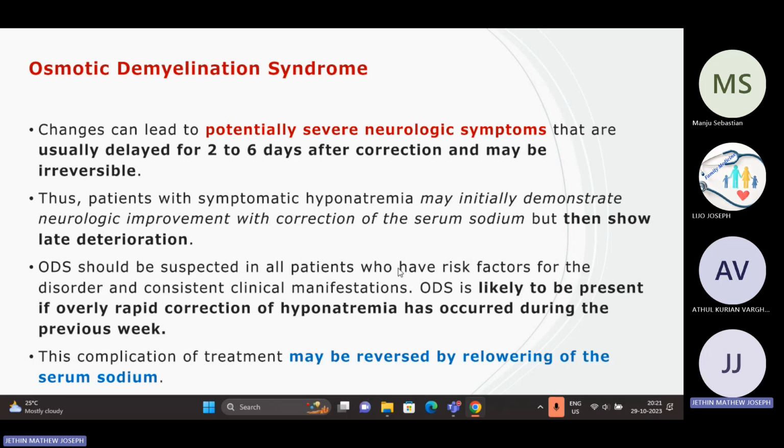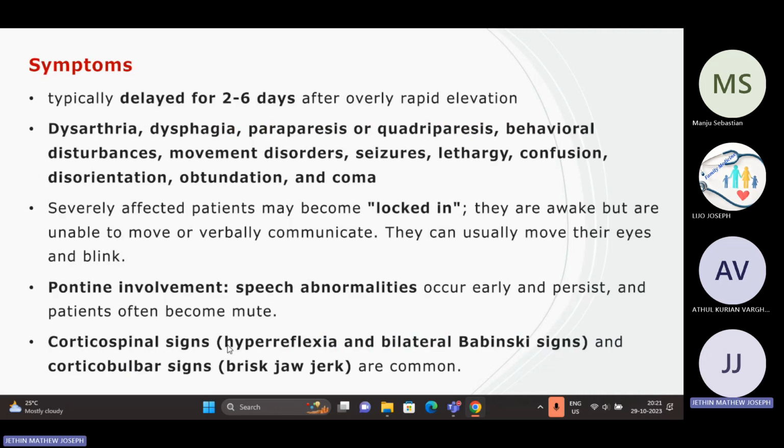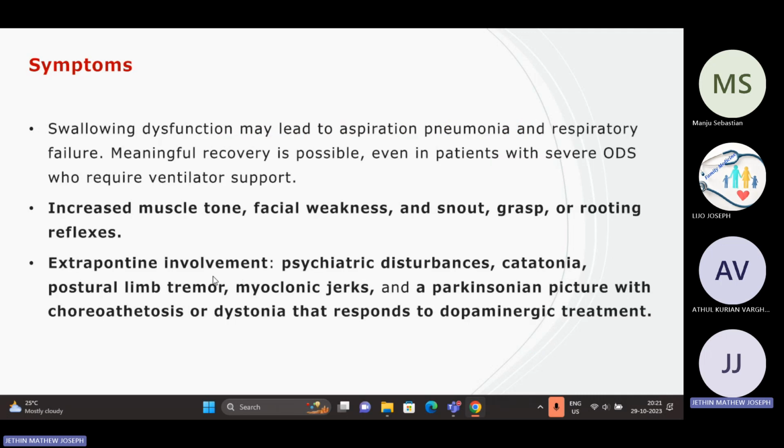So ODS should be suspected in all patients who have risk factors for the disorder and consistent clinical manifestations. So it is likely to be present if overly rapid correction of hyponatremia has occurred. So the complication of treatment of hyponatremia can be reversed by re-lowering the serum sodium. So we'll talk about symptoms and treatment of ODS later. We'll get into management of hyponatremia.